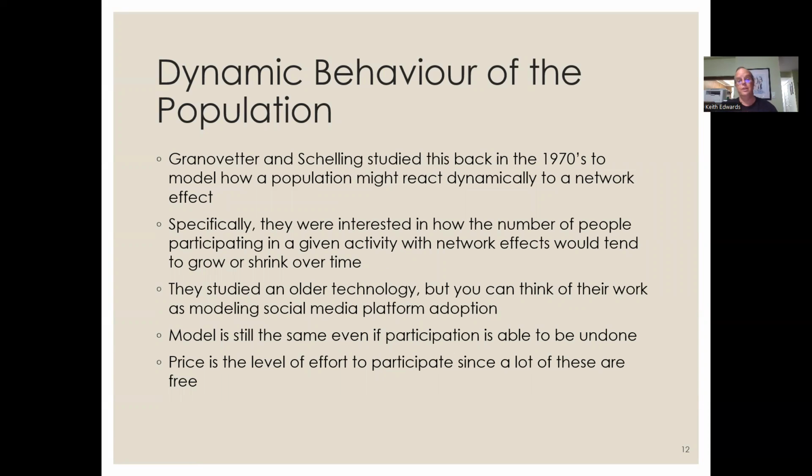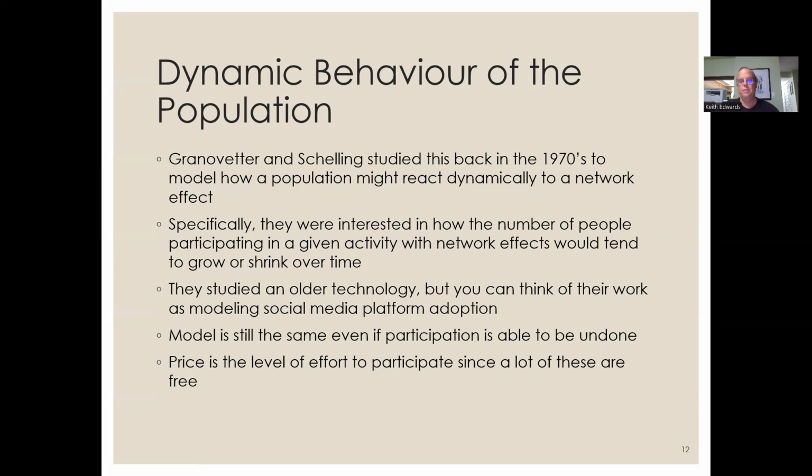Granovetter and Schelling studied this back in the 1970s to model how a population might react dynamically to a network effect. They're interested in the number of people participating in a given activity with network effects and whether that would tend to grow or shrink over time. They study an older technology, but you can think of their work as modeling social media platform adoption. And in fact, it still works for that.